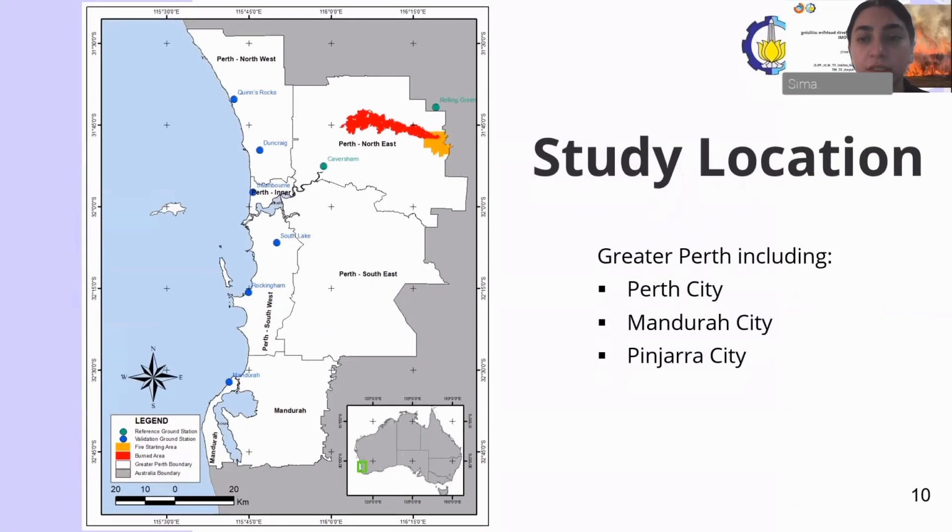The study area is Greater Perth, including Perth City, Mandurah City, and Pinjarra City. As can be seen in the map, the white area is Greater Perth. There are 8 ground stations, 6 for validation with the color blue, and 2 reference stations, which were utilized for creating the model, with the names Rolling Green and Coversham, with the color green. And the red area is the burn area. The starting point of the fire is the orange area.